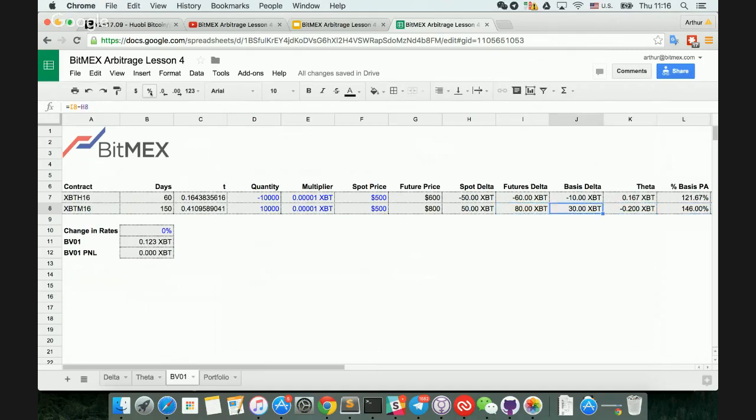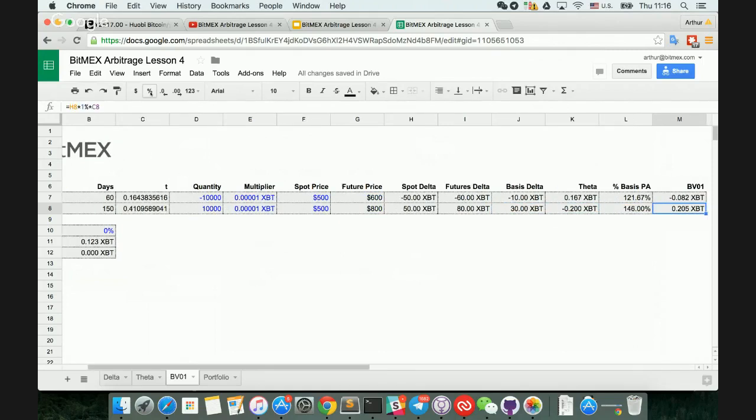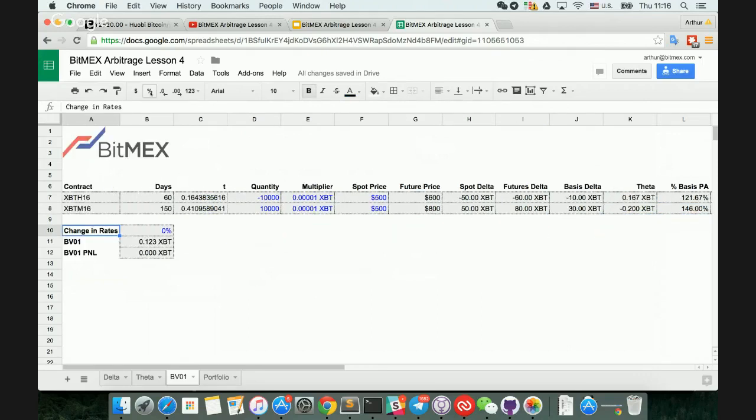Now, I'm just going to talk about a parallel shift, i.e. both interest rates, percentage basis per annum interest rates, move up or down in the same magnitude. We want to see what that does. So now we know we have an aggregate positive BV01, which means that if interest rates move up in a parallel fashion, we will make money on the interest rate component. So let's look at that.